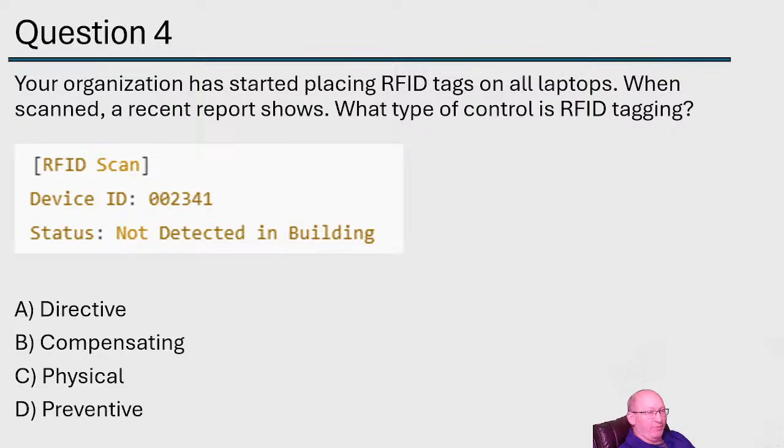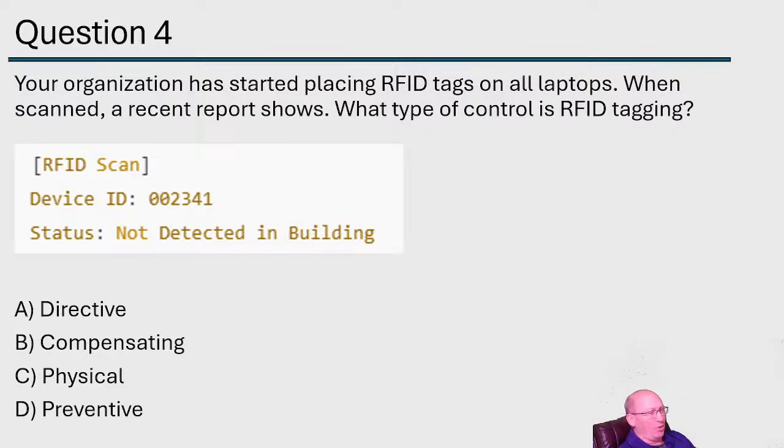Well, it's not really applied to a directive control because we don't see directions. We're not seeing a manager in the question provide it. So by process of elimination, when we're looking at directive, compensating, preventive, or physical, it has no choice. It must be a physical control. And it doesn't really provide a physical barrier, more so that it is a physical placement on the device, right? And so we kind of see that perspective.